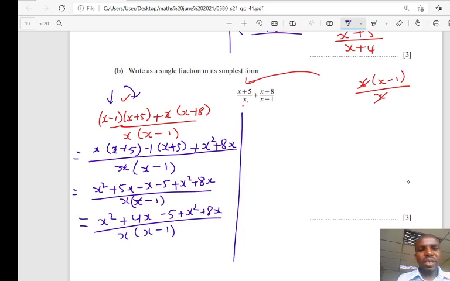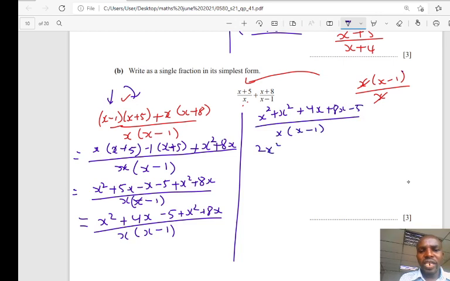Right, collect like terms. We have x squared, or you can say, right, let me collect like terms first. Then plus 4x plus 8x minus 5 over x, then x minus 1. Then this one will be 2x squared plus 12x minus 5 over x, x minus 1.